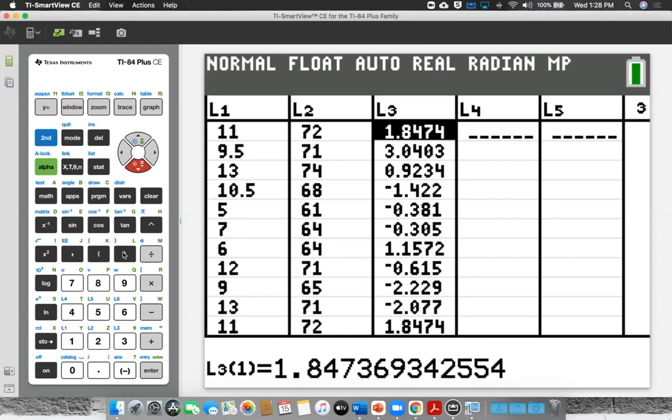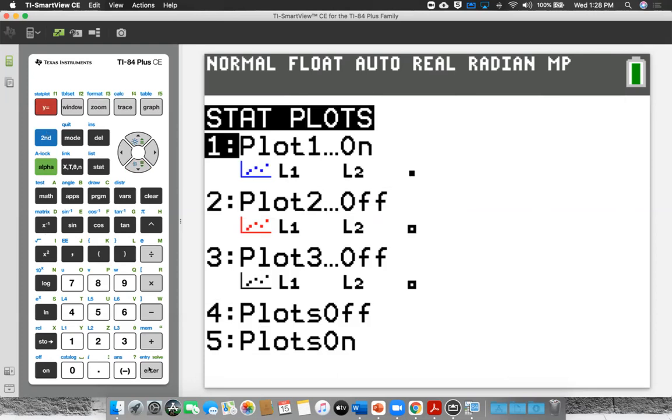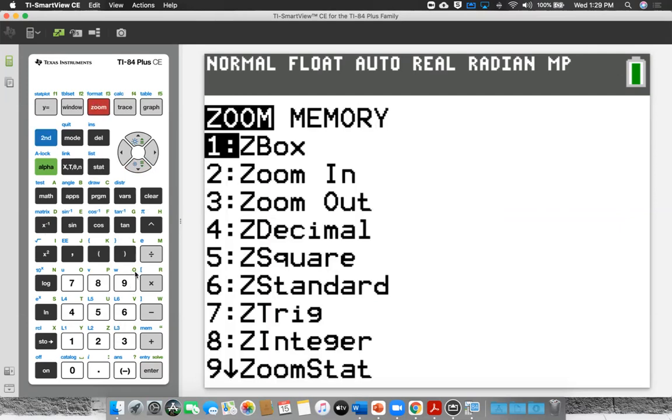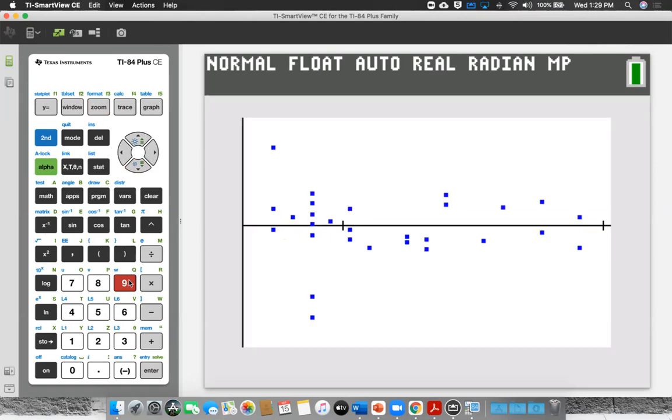Okay, so go back to the top. Now what we're going to do is graph, but I'm not going to graph L1 and L2. A residual plot is X versus the residuals. Our X is in L2 and our residuals are in L3. So go to a scatter plot, and instead of L1 and L2, it's going to be L1 and L3. You should get something that looks like that. Okay, that's a residual plot.